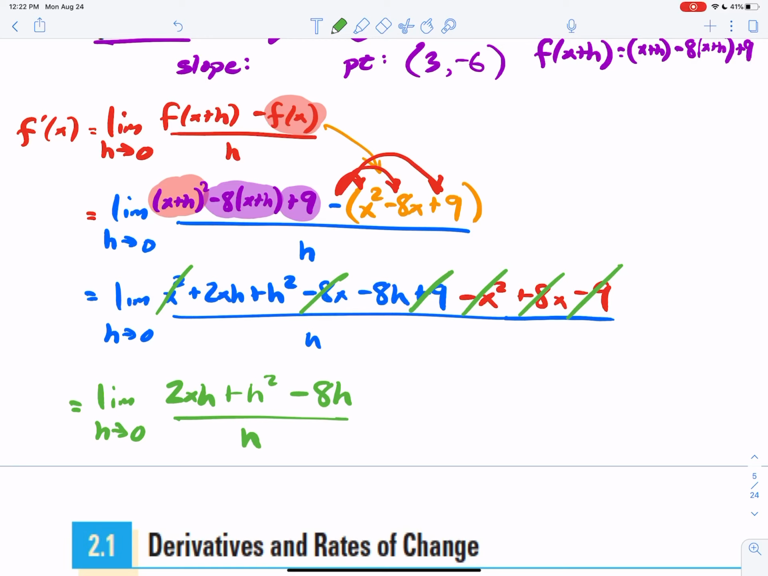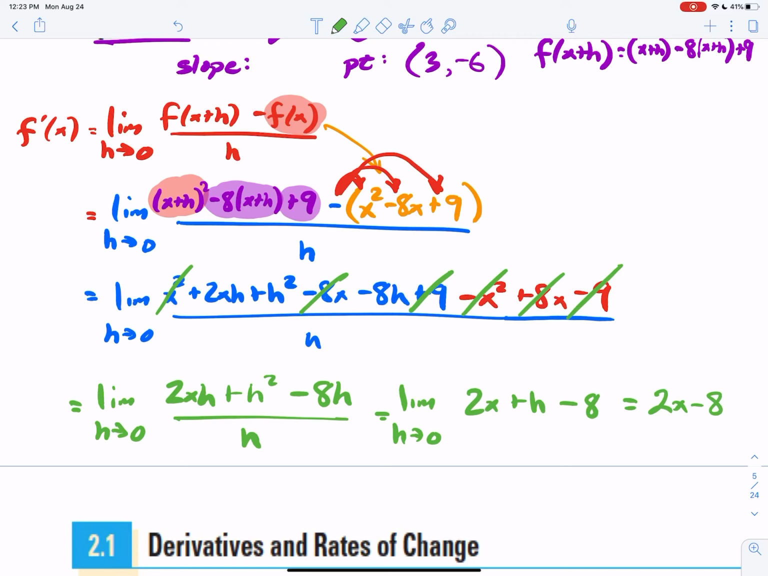I can't plug and chug yet because I won't get a value because of the denominator here. So I'm going to go ahead and divide every term by h. So I should get the limit as h approaches 0 for 2x plus h minus the 8. Make sure you understood what just happened there. I divided every term by h, and that's what's left, okay? Now, if h goes to 0, you're just going to be left with 2x minus 8.